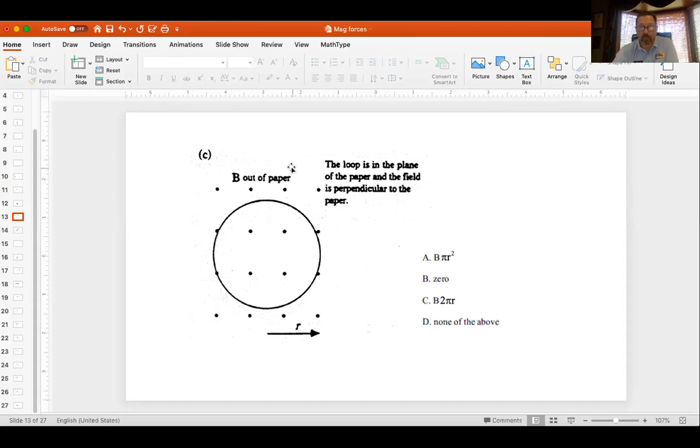In Zoom, you're seeing this question where the loop is in the plane of the paper and the field is perpendicular to the paper. And the question is, what is the magnetic flux? So go ahead and give me an answer here.